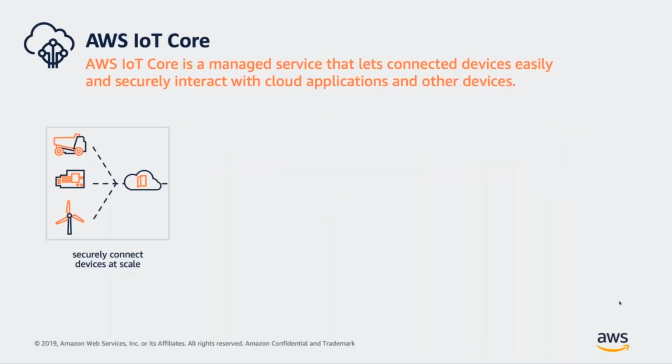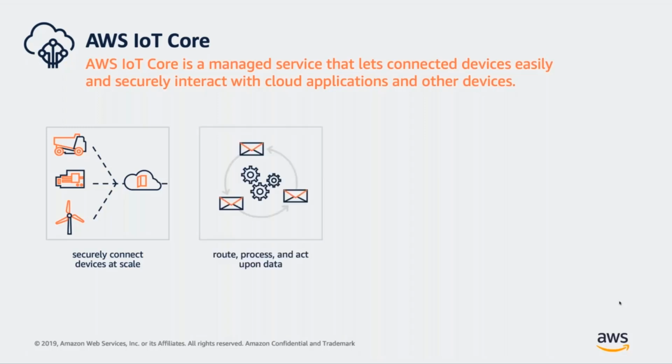AWS has a service called AWS IoT, which allows you to securely connect your devices, and not only connect these devices, but you can connect a large number of them. You can scale them out significantly without worrying about running into scalability issues. Then AWS IoT also provides that broker, the message broker, which we saw earlier, to route the messages, process these messages, and act upon the data that is being generated by these messages.